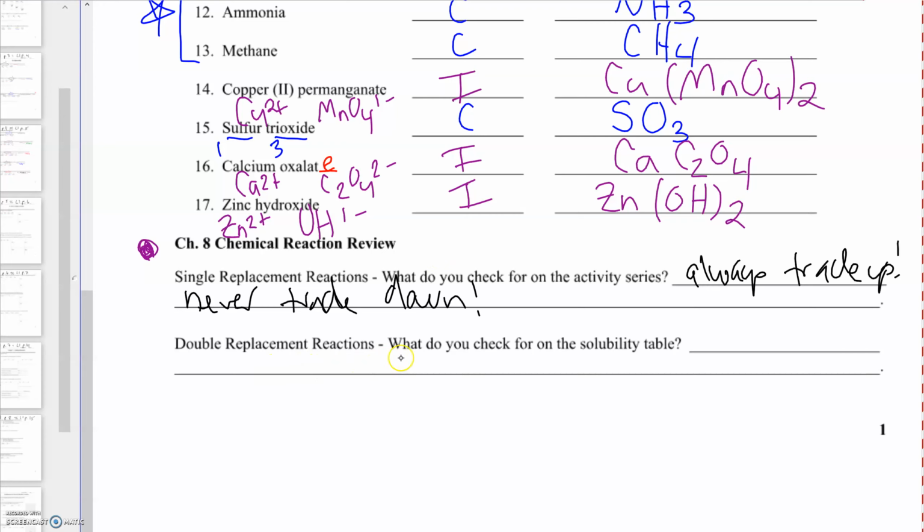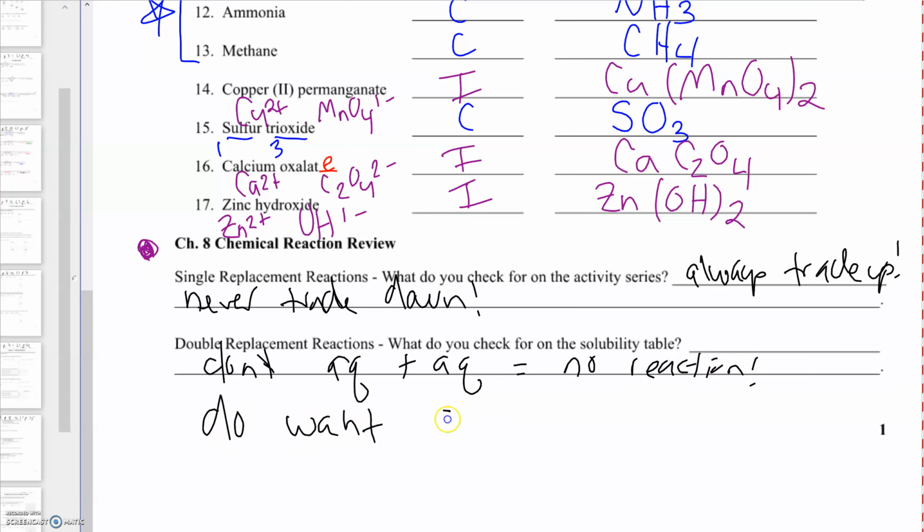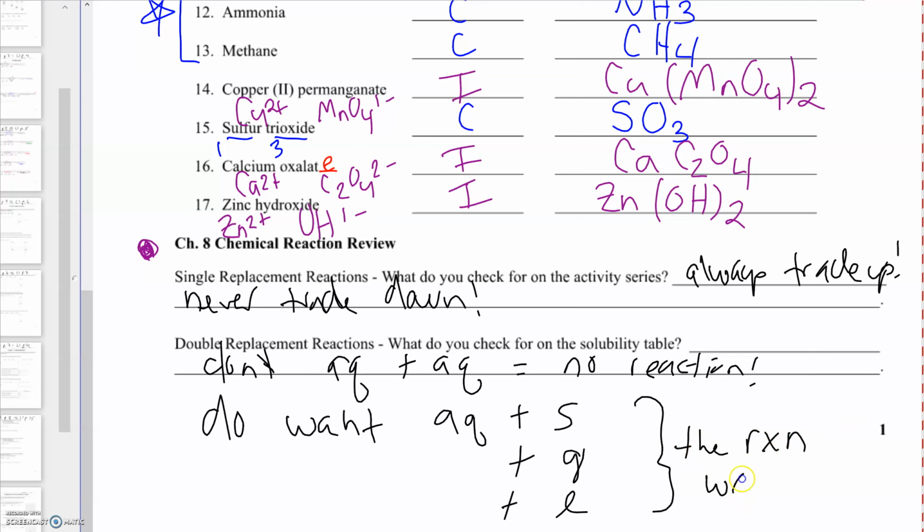Now for your double replacement reactions, you have to check the solubility table. We don't want aqueous and aqueous. That equals no reaction, it just stays in an ion soup. We do want maybe aqueous and solid, or aqueous and gas, or aqueous and liquid. Any of those things will imply that the reaction, I'm going to abbreviate here, the reaction works.